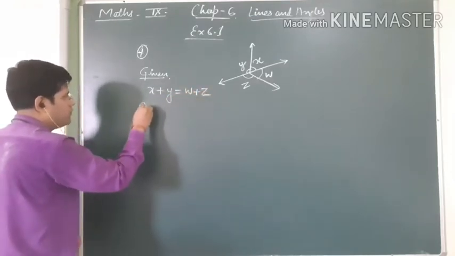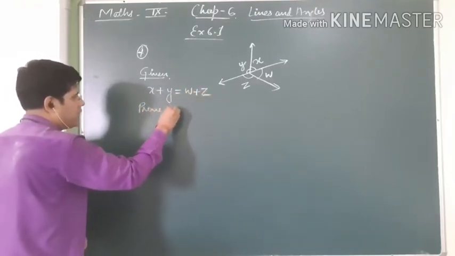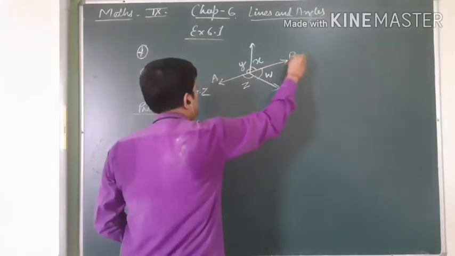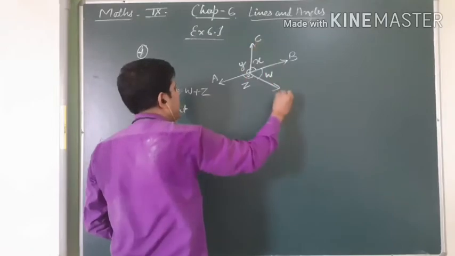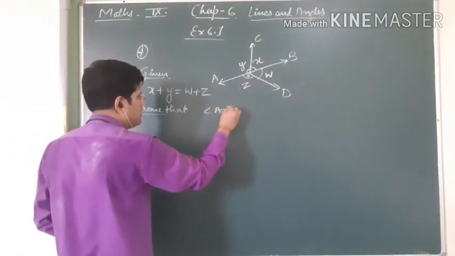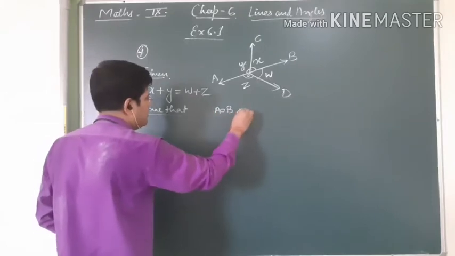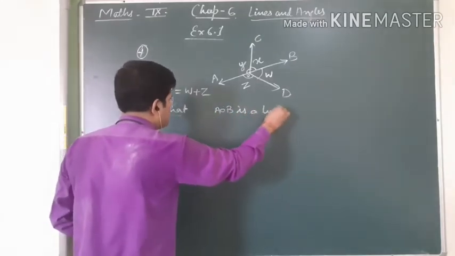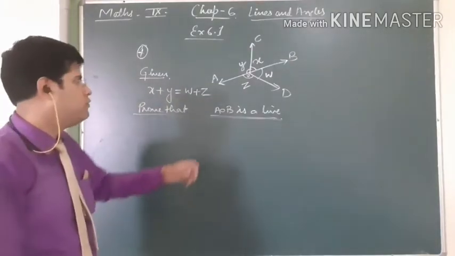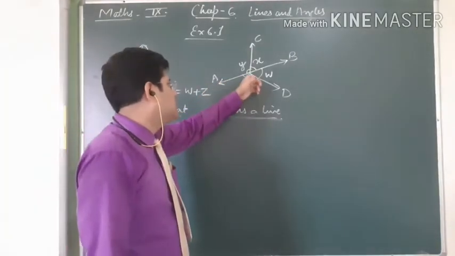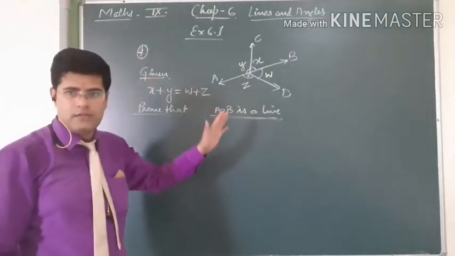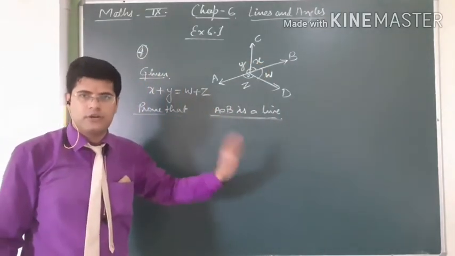What do we have to do? With points A, B, O, C, and D, we have to prove that AOB, or rather EOB, is a line. We have to prove that the two angles form a linear pair. It is not given as a straight line. We have to prove that this one is a straight line.